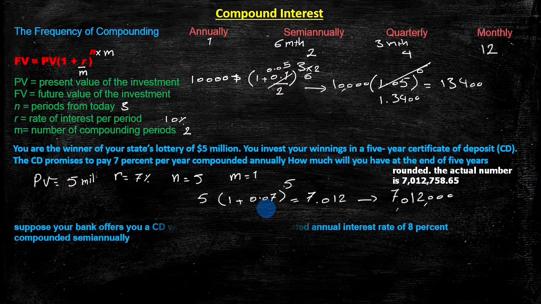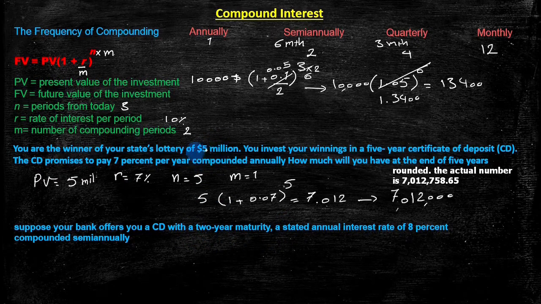Let's do another example. Suppose your bank offers you a CD, certificate of deposit, with a 2-year maturity. Again, if you're not familiar with these terminologies, please go and see my fundamental of investing videos, where I briefly explain what these terminologies mean. All right, so suppose your bank offers a CD with a 2-year maturity, a stated annual interest rate of 8%, compounded semi-annually.